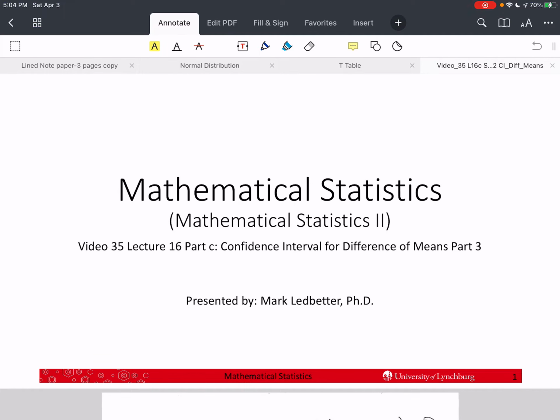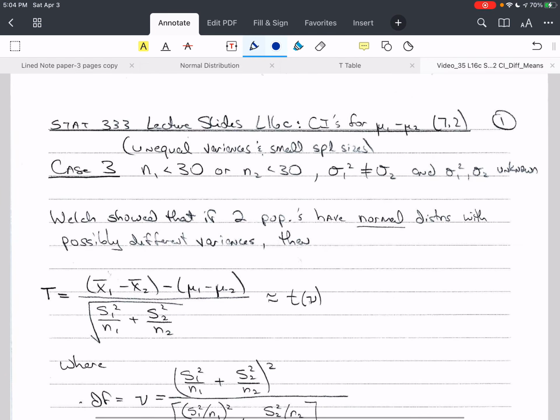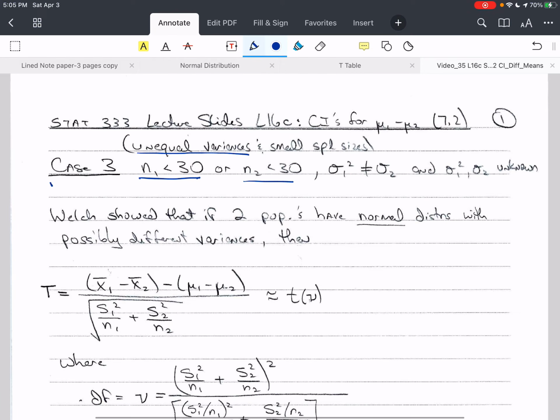I'm Mark Ledbetter. This is video 35, lecture 16, the third and final part of this section on confidence intervals for the difference in means. And these take the form mu1 minus mu2. We're going to talk about the third case here. This is where we have small sample sizes, again, either n1 or n2 less than 30, and we're going to assume unequal variances and they're unknown. So this is called Welch's t-test.